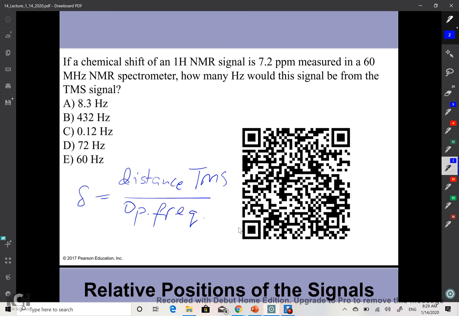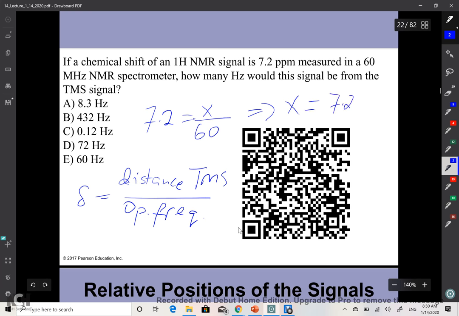So the chemical shift is 7.2, right? Chemical shift 7.2 equals the distance, which is what we are looking for. So let's call that X, divided by the operating frequency. What's the operating frequency? 60. So what's the value of X, guys? 7.2 multiplied by 60. That would be the value of X. So I think that would be a high value. The only high value I have there is B.